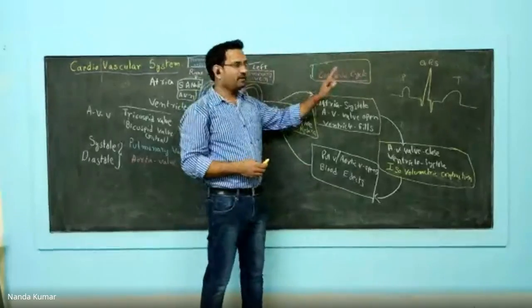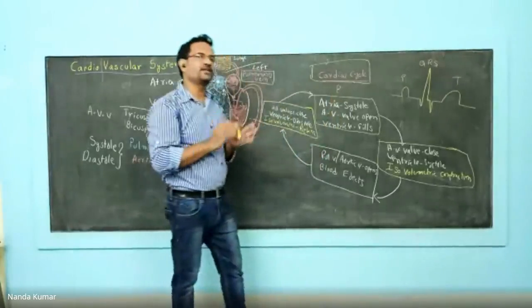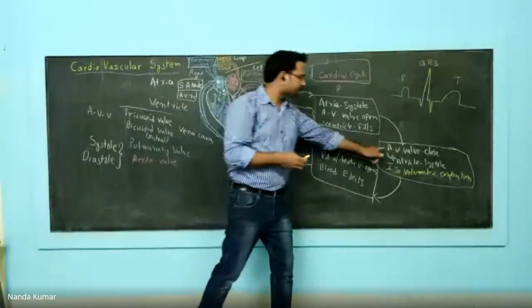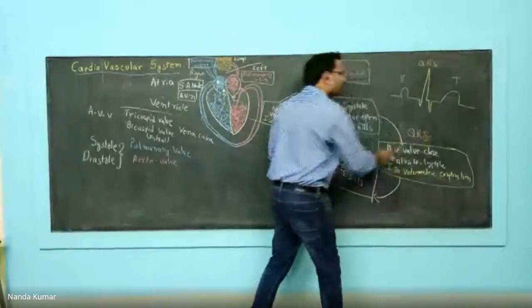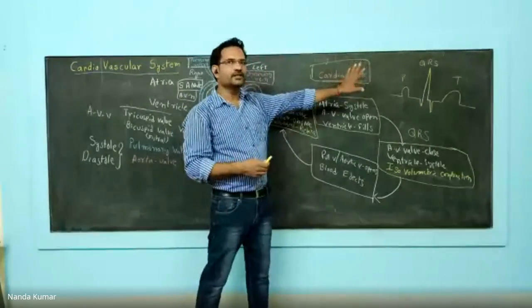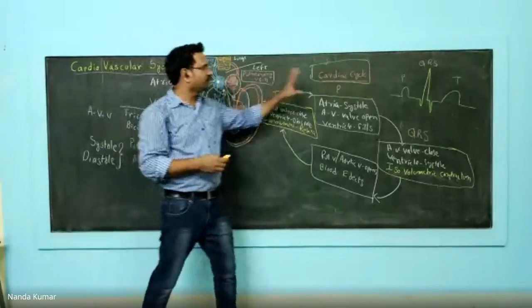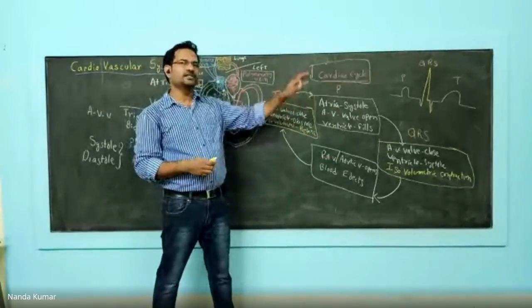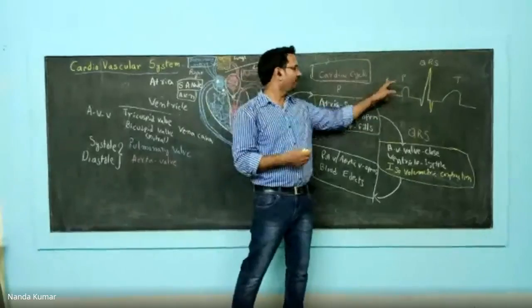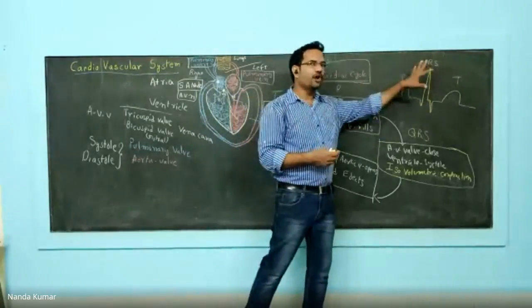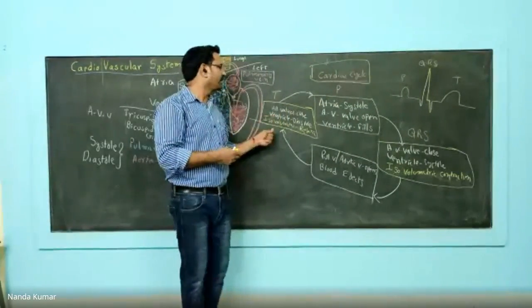Right. So the P wave represents atrial systole. After that, the ventricular systole is there. Ventricular systole is in the QRS complex, and the T wave represents ventricular diastole. So the PQRST is related to this cardiac cycle. How does that deflection occur? It is because of ionic changes inside the cardiac cell. Again, remember, the P wave represents atrial systole. The QRS complex represents ventricular systole, whereas the T wave represents ventricular diastole.